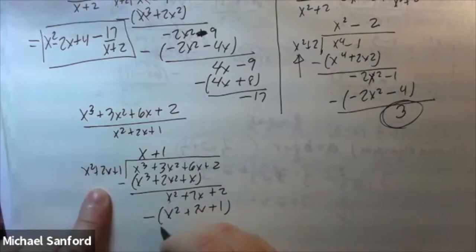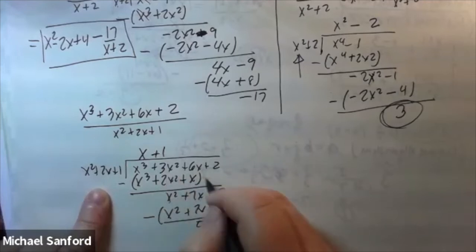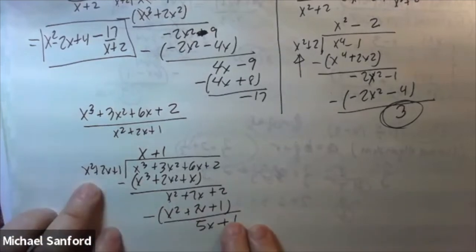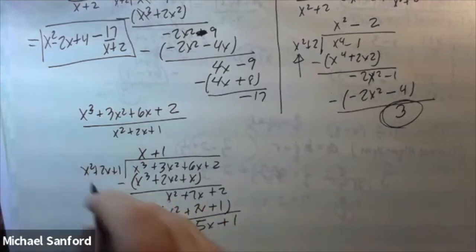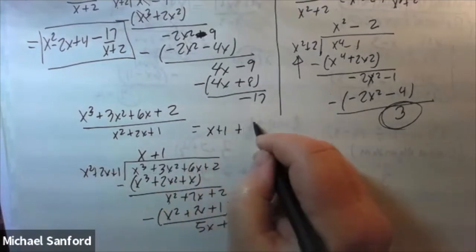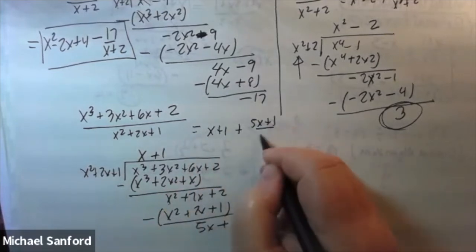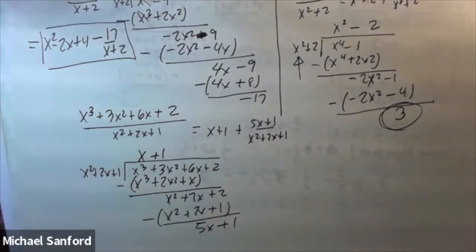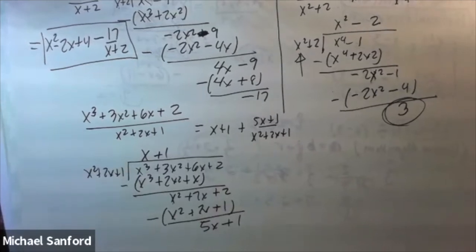So this is going to give me, those go away. 7 minus 2 is 5. And then 2 minus 1 is 1. Now, I can't go any lower, so I have to stop here because it's 1 degree smaller. So this thing is equal to x plus 1 plus 5x plus 1 all over x squared plus 2x plus 1, like that. So when you stop is when it's 1 degree smaller.